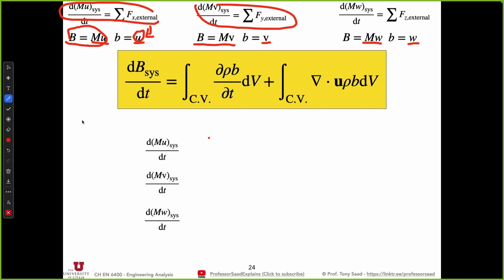And now I'm ready to apply the Reynolds Transport Theorem to each component. Okay, we're going to go one component at a time. So for this one, I simply apply the Reynolds Transport Theorem. So it's the integral over the control volume of partial by partial t of rho u dV, plus the integral over the control volume of div of (u rho u) dV.